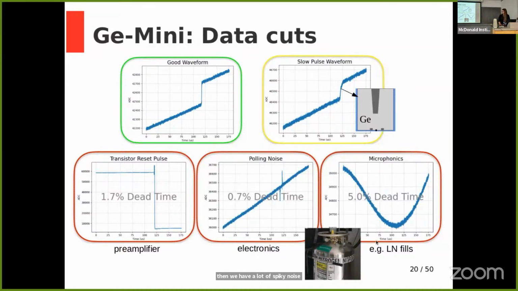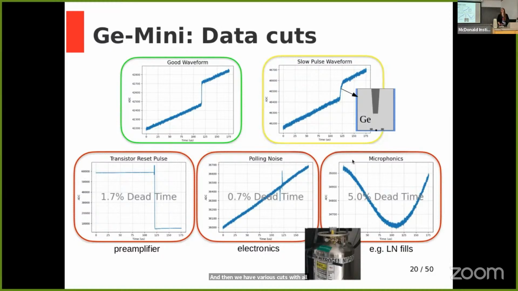Some of this we can assign to the Allen fills, which means we just cut out the periods when we fill this liquid nitrogen, and also shortly after, because everything settles, there's the effect of microphonics. And then we have various cuts to get rid of all of these events.